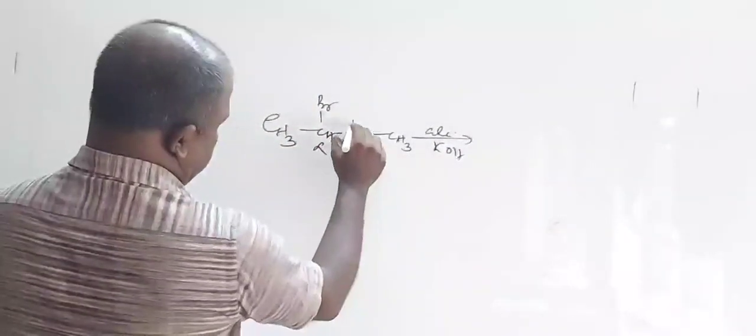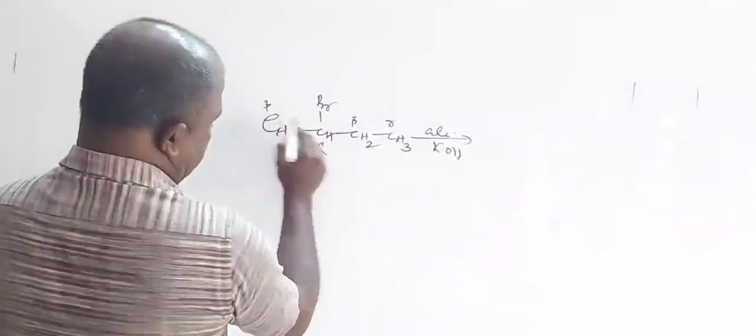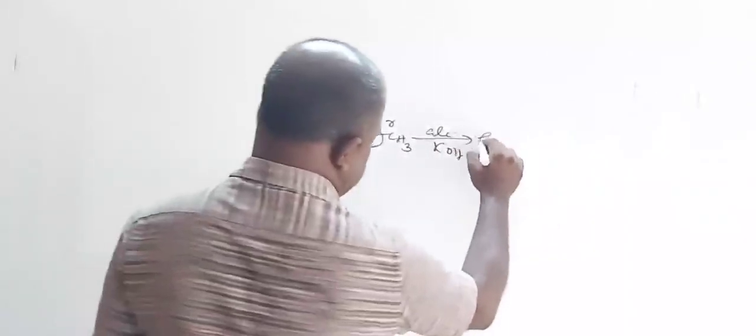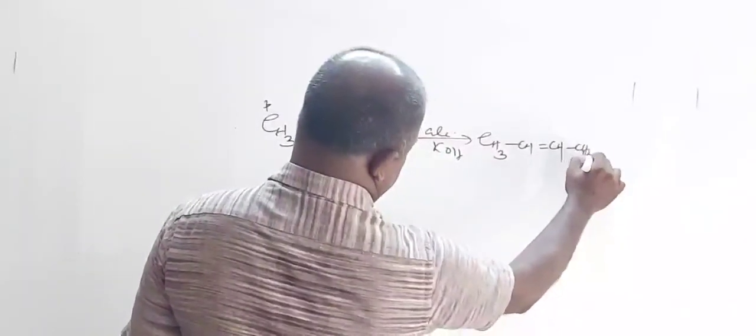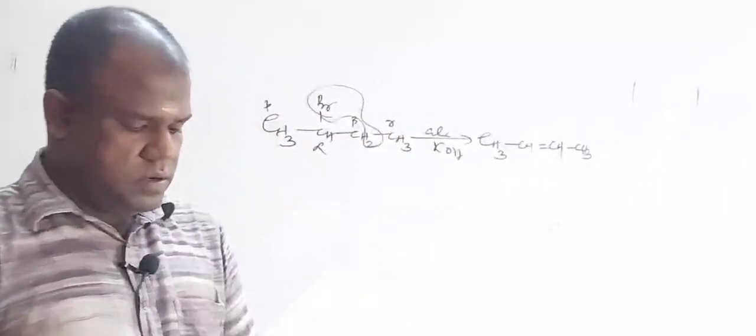So this is alpha, beta, beta, and this is gamma. Two beta positions are available. According to Saytzeff's rule, the most substituted alkene is the product. So CH3CH=CHCH3, 2-butene. Agree? It's a direct one.